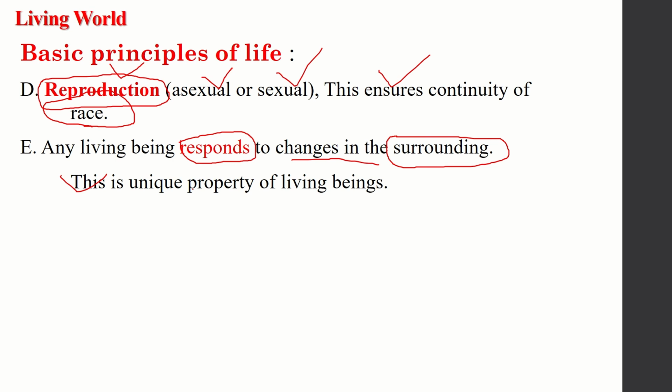So these are some characteristics: reproduction, giving response to surroundings, growth and development, and survival. These are the characteristics of the living being. With these characteristics, we can say that these organisms are living beings. These organisms are biotic, and abiotic components do not show such characteristics. So these are some points about the basic principles of life.